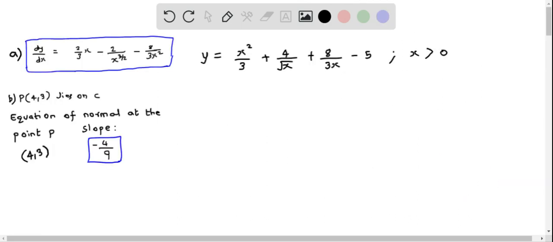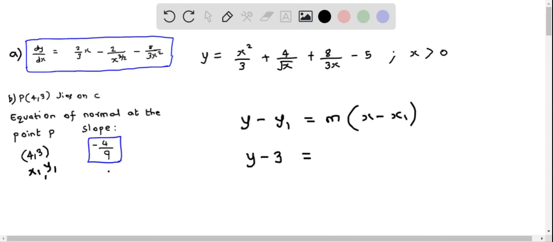So now we have the point as well as the slope of the normal. We can find the equation of the normal using the point slope form of the equation of a line, which is y minus y1 equals m times x minus x1, where m represents the slope of the line, and x1, y1 is the point. So this is x1, y1, that is 4 comma 3. I'm going to replace x1, y1 with 4 comma 3 in this equation. So this becomes y minus 3 equals the slope, negative 4 by 9, times x minus 4.